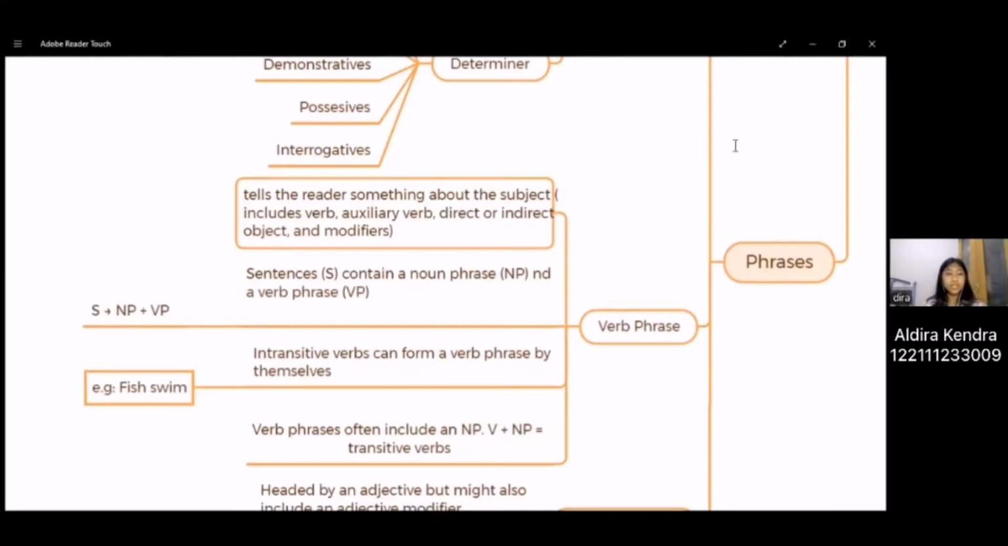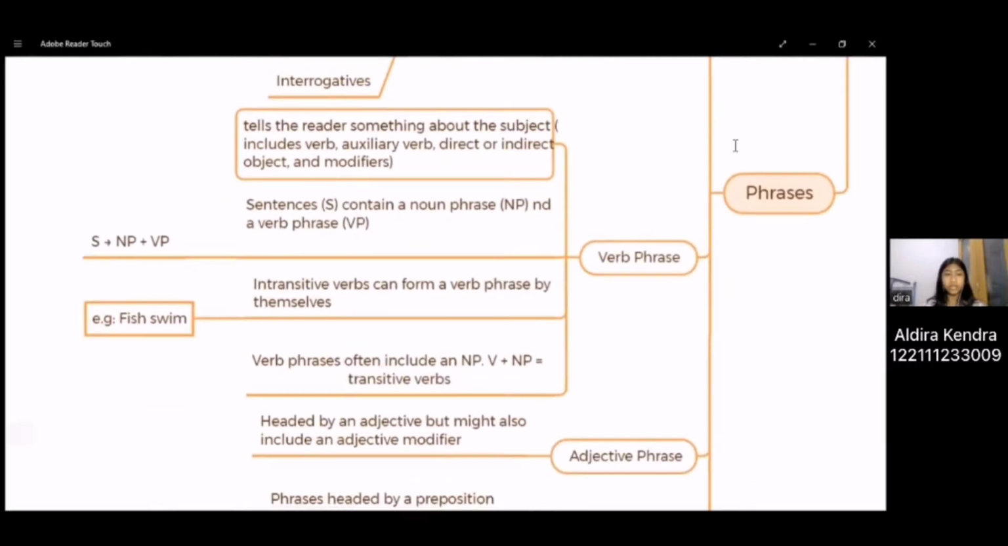Verb phrases often include a noun phrase. Verbs that combine with a noun phrase are called transitive verbs. In the sentence, Mary ate the hamburger, ate the hamburger is the verb phrase. The hamburger is the noun phrase within the verb phrase.